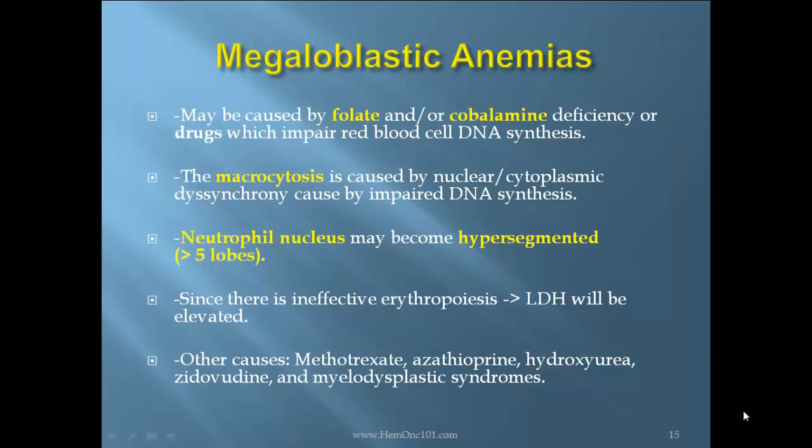Macrocytosis is caused by nuclear cytoplasmic dyssynchrony caused by impaired DNA synthesis. Neutrophil nucleus may become hypersegmented, meaning more than 5 lobes. Since there's ineffective erythropoiesis, LDH will be elevated. Other causes include methotrexate, azathioprine, hydroxyurea, AZT, and myelodysplastic syndrome.